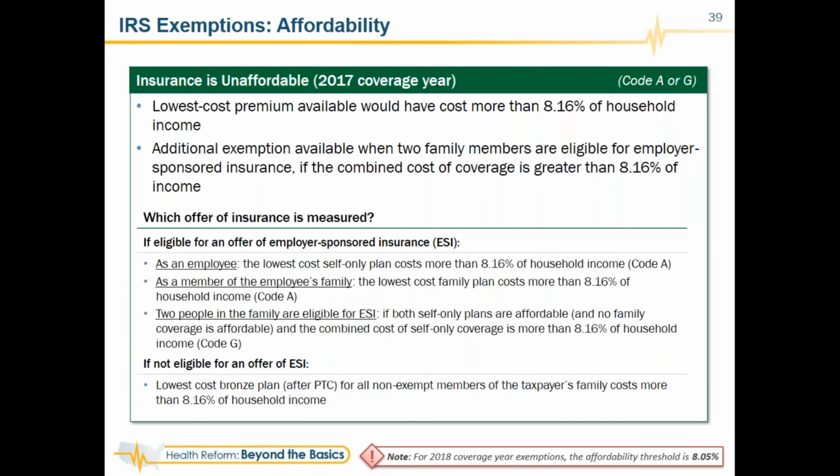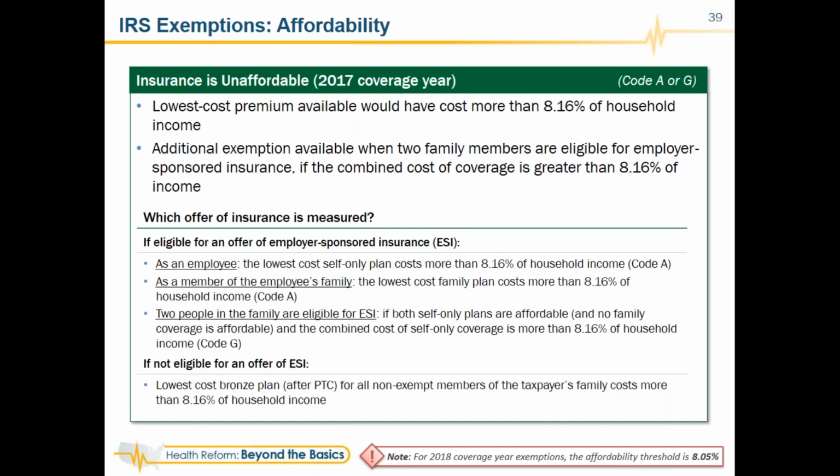We already talked about the exemption for when insurance is unaffordable. If we're looking backwards to the 2017 coverage year, we'd be looking at an affordability threshold of 8.16% of household income. So insurance would be unaffordable if it costs more than that amount.